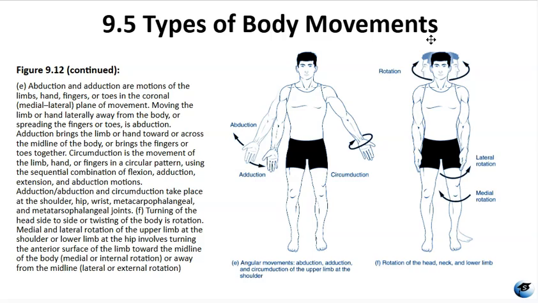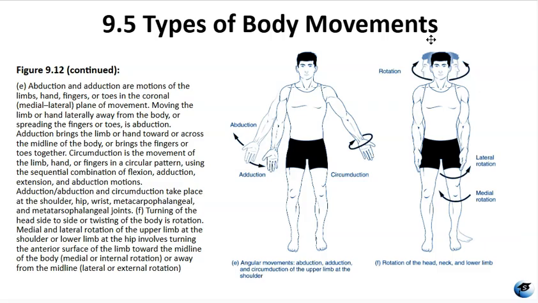Moving the limb or hand laterally, which is away from the body, or spreading the fingers or toes, is abduction. Adduction brings the limb or hand towards or across the midline of the body, or brings your fingers and toes together. Circumduction is the movement of the limb, hand, or fingers in a circular pattern by a combination of flexion, adduction, extension, and abduction motions. Adduction, abduction, and circumduction take place at the shoulder, hip, wrist, metacarpophalangeal, and metatarsophalangeal joints.